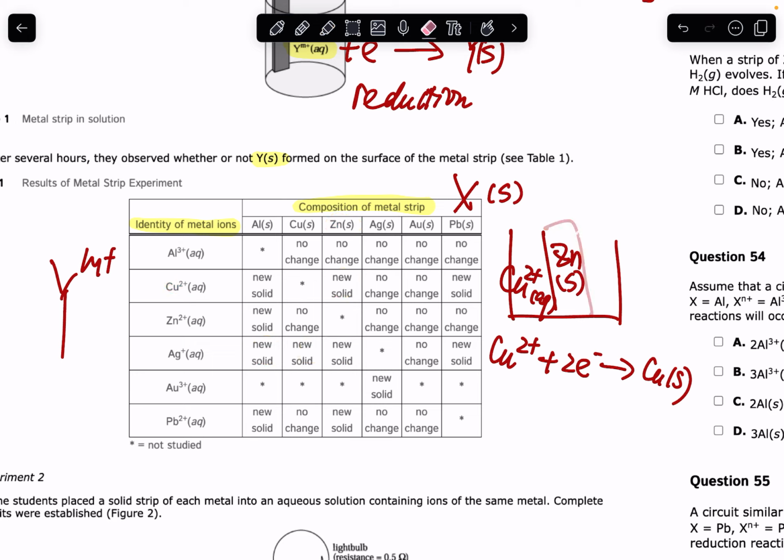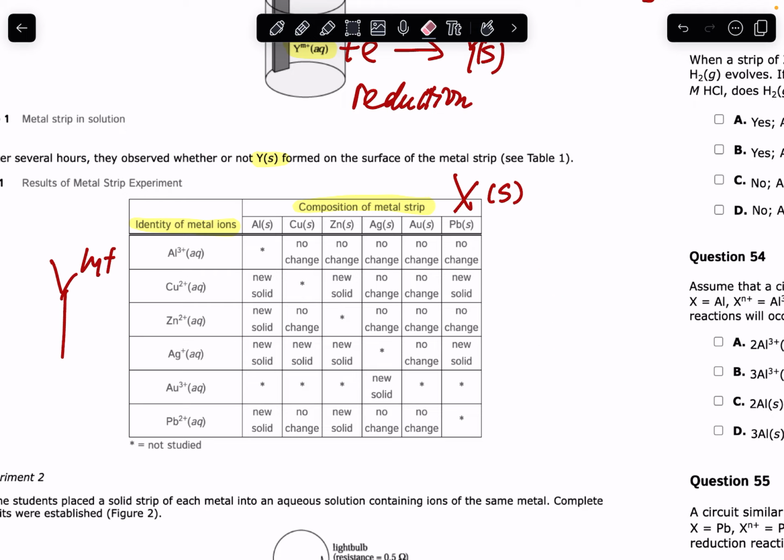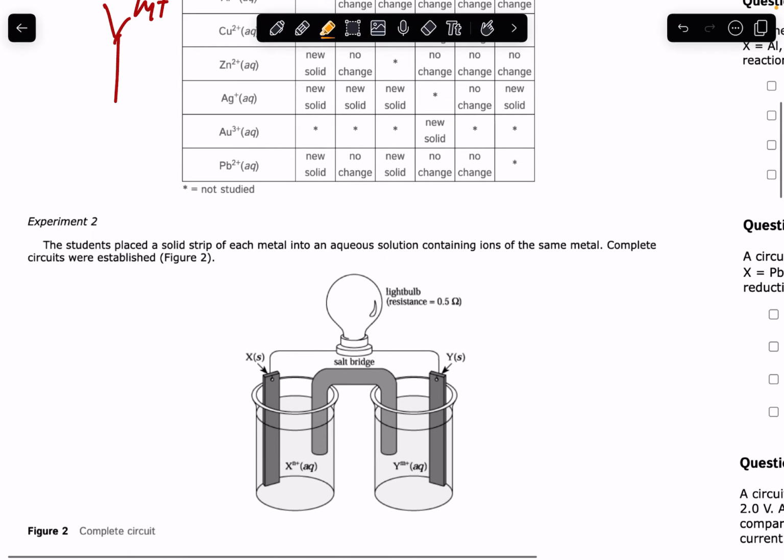Okay, all right, so we will just keep reading the passage. So the passage says experiment 2, okay? Experiment 2, the students place a solid strip of each metal into an aqueous solution containing ions of the same metal. Complete circuits were established, okay? So figure 2, is this a complete circuit, and then what does it really look like?